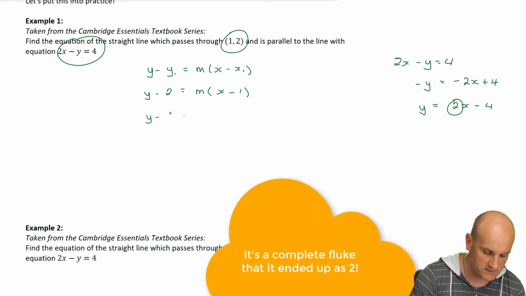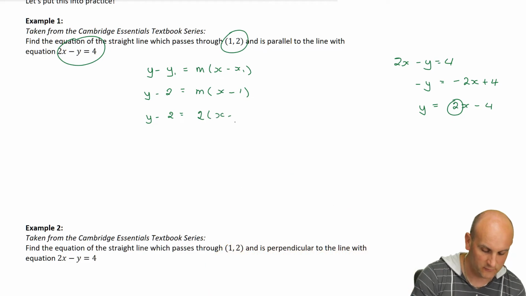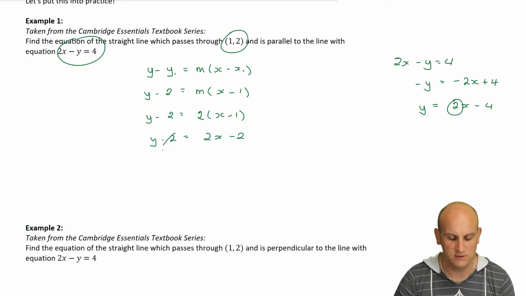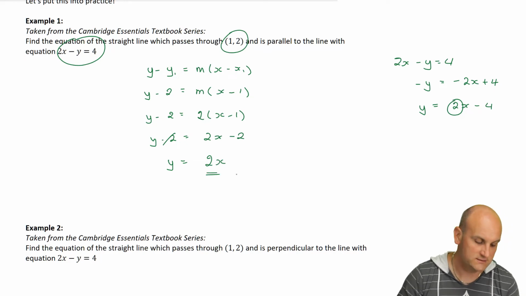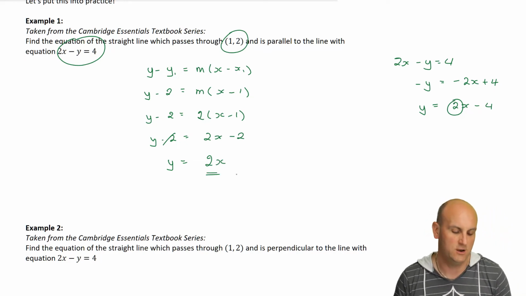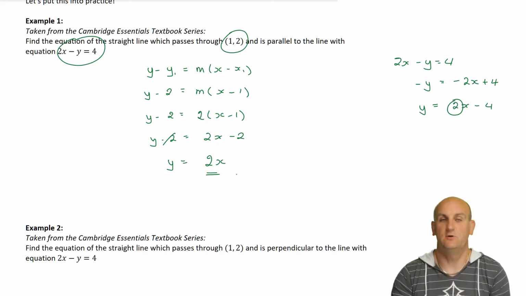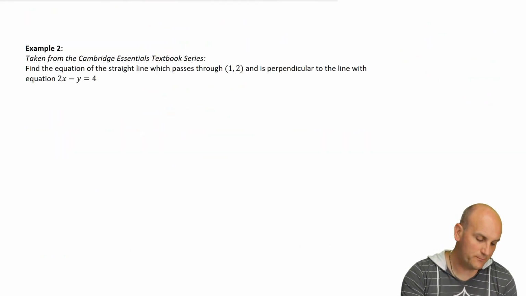So y minus 2 is 2(x minus 1). So multiply that out, gives me 2x minus 2, and add 2 to both sides, gives me that y is in fact 2x. So there we go. That is my equation that will go through that point 1, 2. Y is equal to 2x. Seemed relatively easy. Here we go to example number 2.